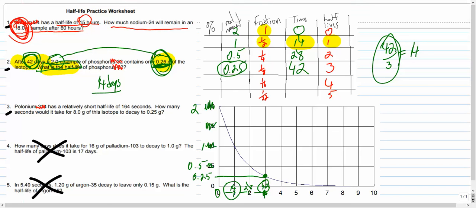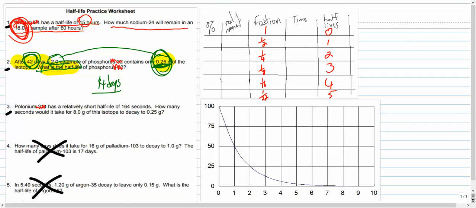So if you think in the graphical way, then this might have helped you. I don't know what works for you. And then let's look at number 3. Number 3 says polonium 230 or whatever it was has a half-life of 164 seconds.